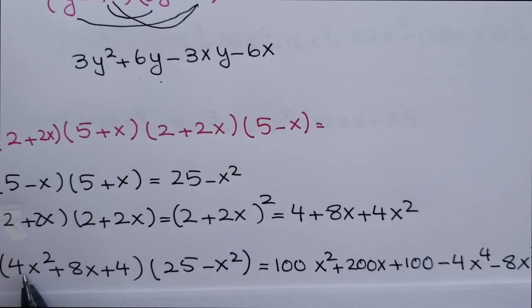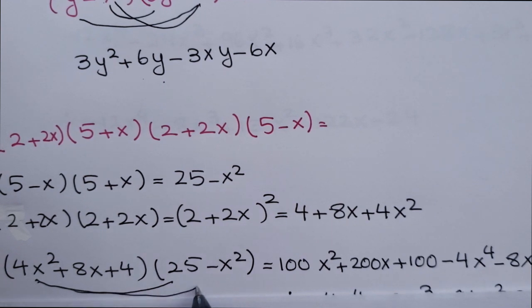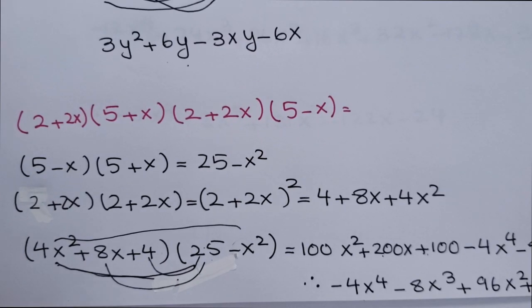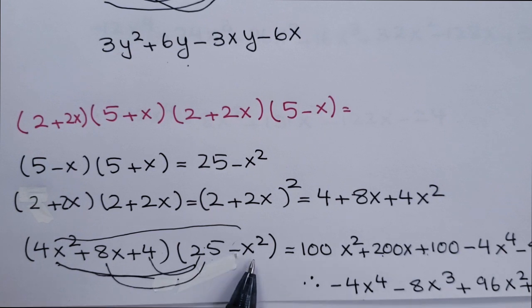Okay, so remember here, each term should be multiplied by the whole terms in the second bracket. So 4x squared should be multiplied by 25, 100x squared, and then 4x squared again should be multiplied by negative x squared. So here what you have to do, like each term in the first bracket should be multiplied by each term in the second bracket.